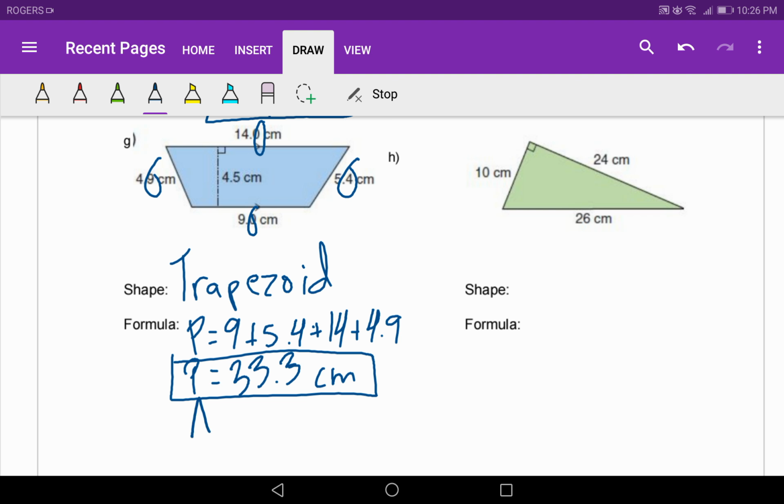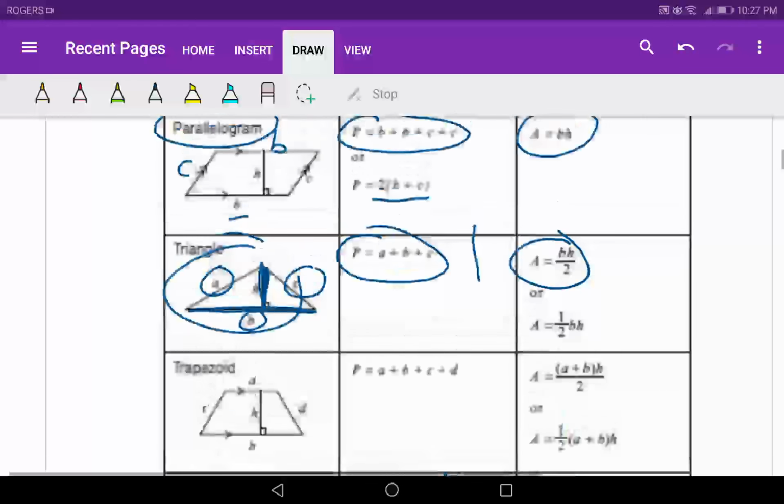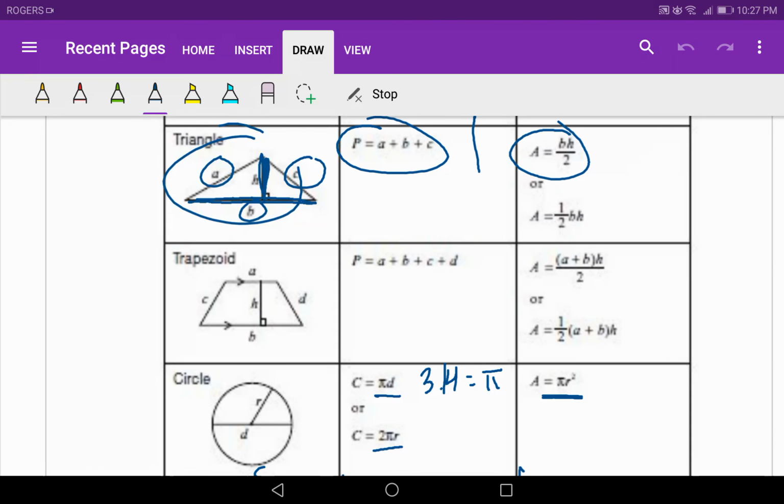Now let's find the area. The formula is a little bit trickier. So let's look at the formula for a trapezoid. Just scroll up. Here it is here. It is A plus B, add them together, and then multiply them by h, or the height, and divide them by 2.